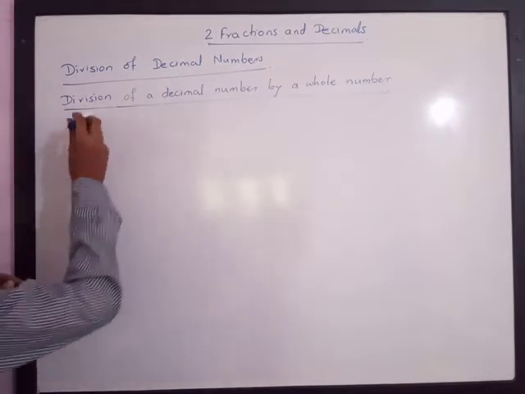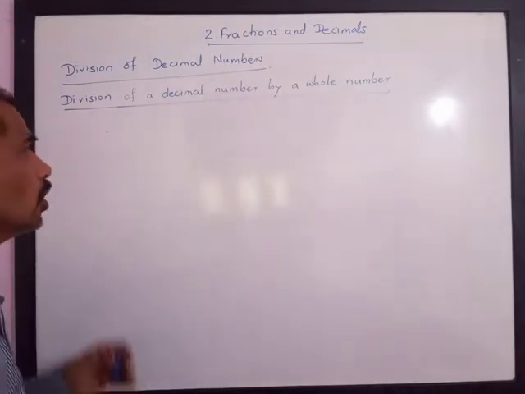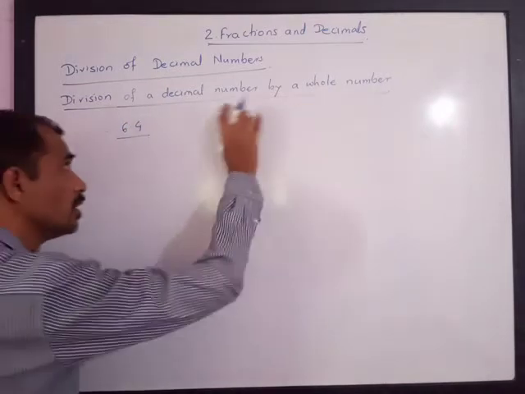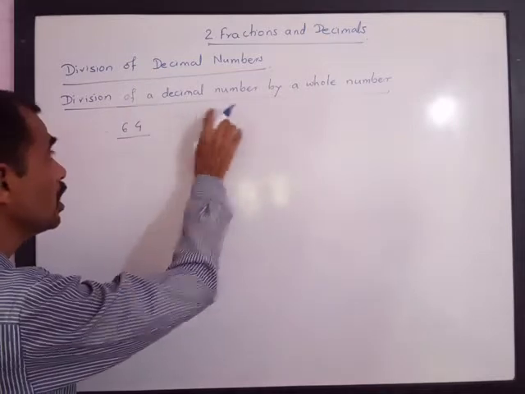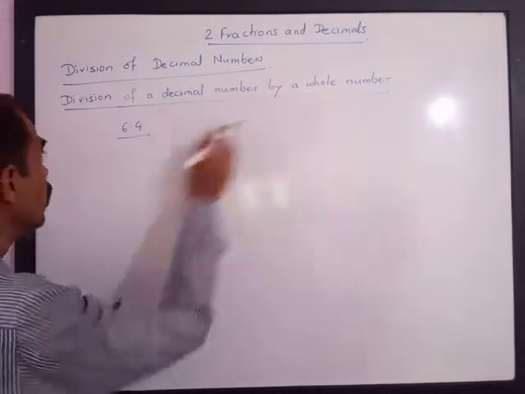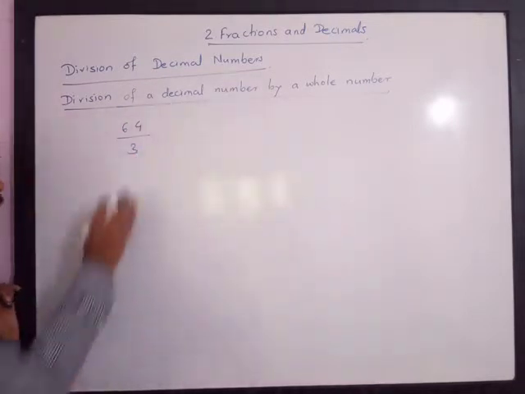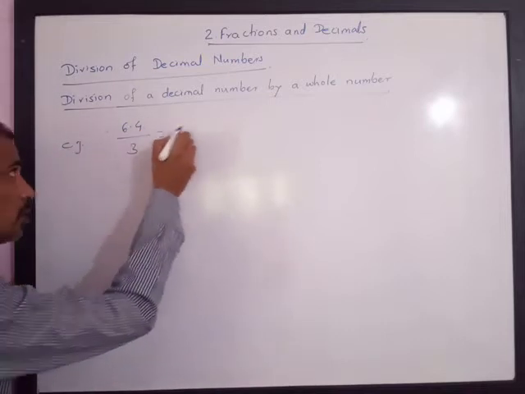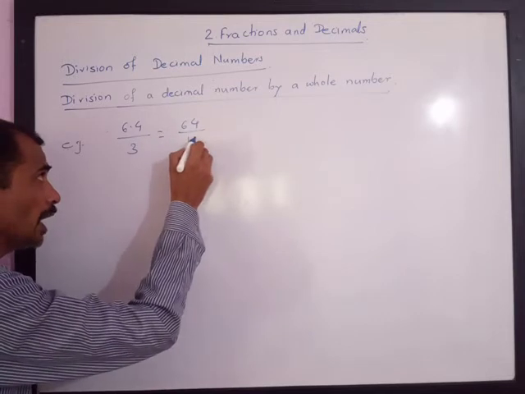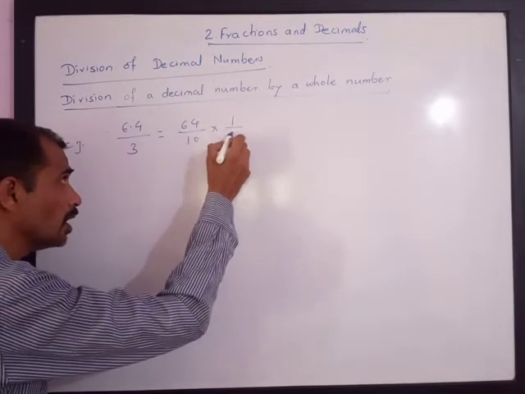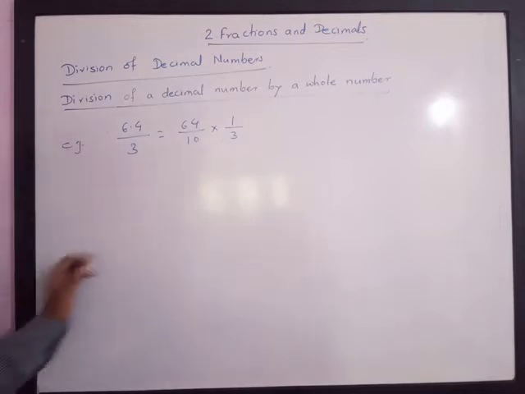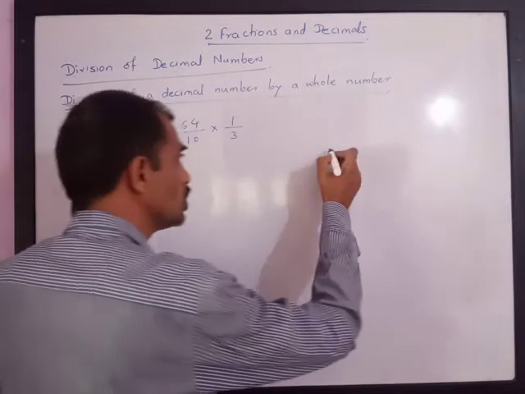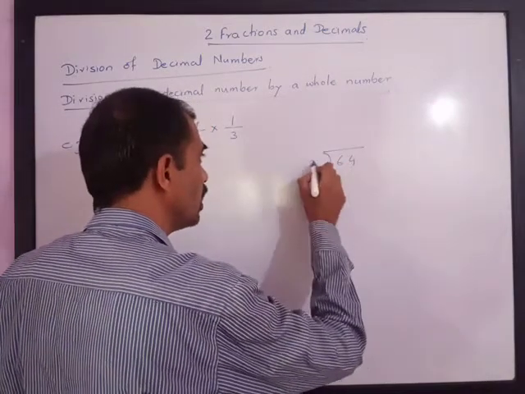Next is division of a decimal number by a whole number. Now understand this. 6.4 divided by 3. This is a decimal number divided by a whole number. We will take a whole number 3. So this is equal to 64 upon 10 multiplied by 1 upon 3. Now we can do 64 divided by 3.